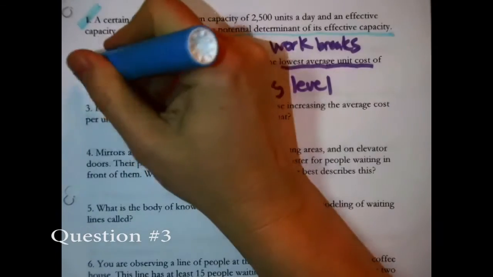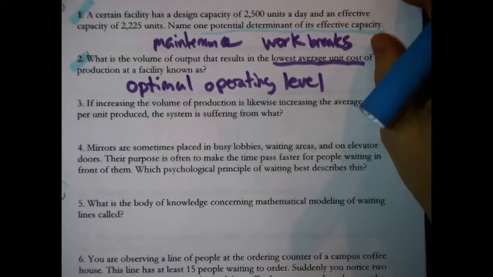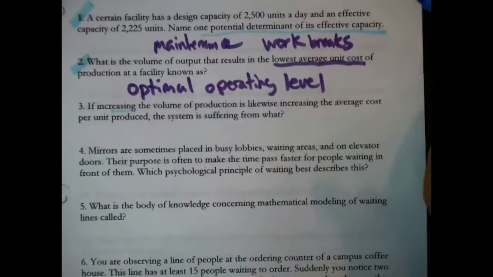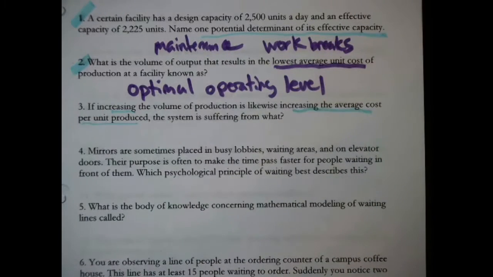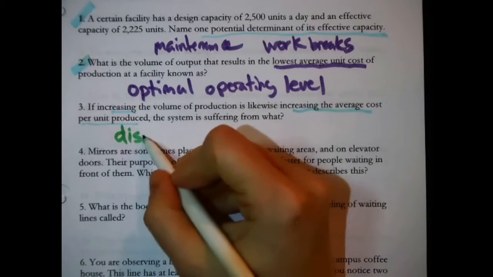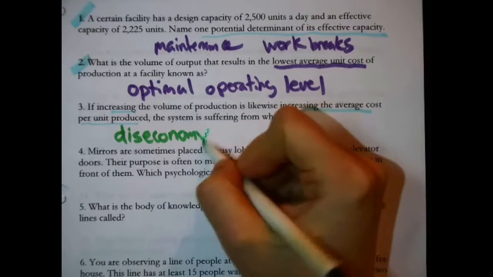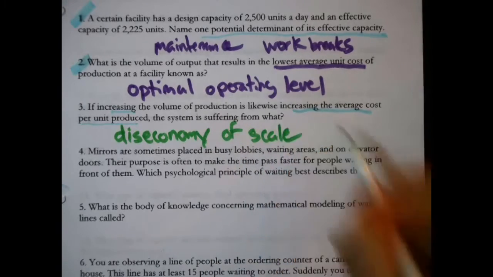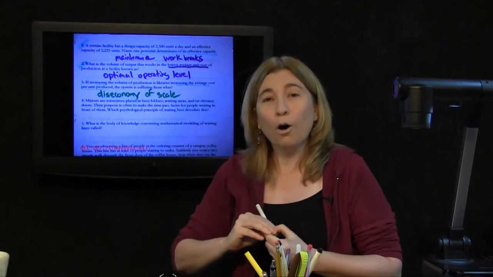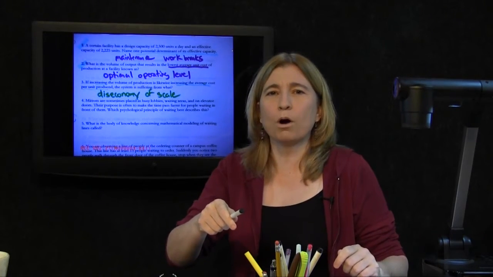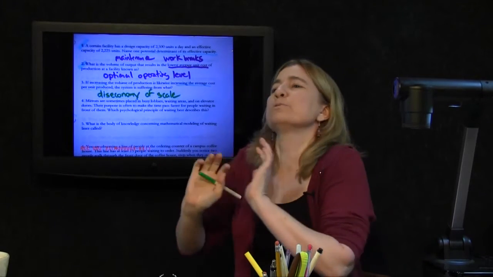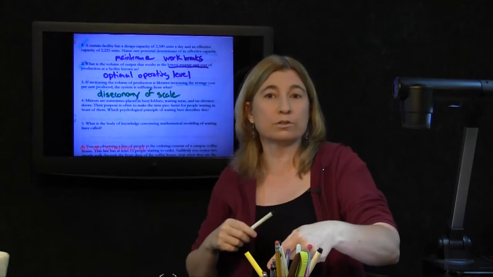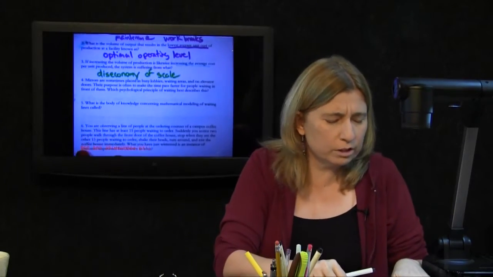All right. If increasing the volume of production is likewise increasing the average cost per unit produced, the system is suffering from what? This is a diseconomy of scale. Diseconomy of scale or diseconomies of scale? Oh, right. To go back to the question before, you have an optimal operating level. If you increase production beyond that, you push beyond that level, you move into diseconomies of scale. So there's a link. Anyway, next question.